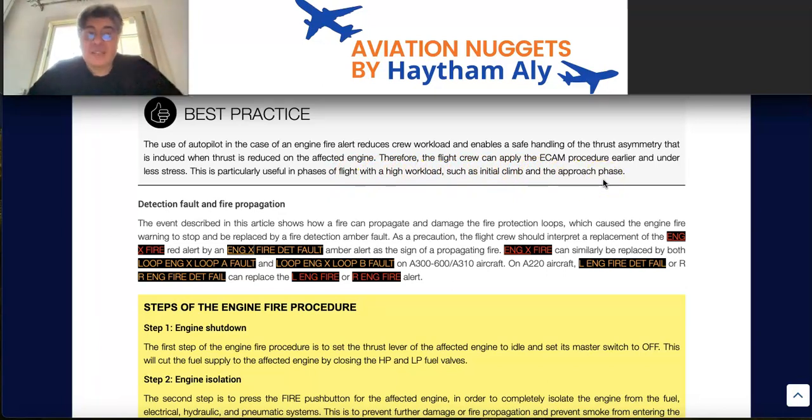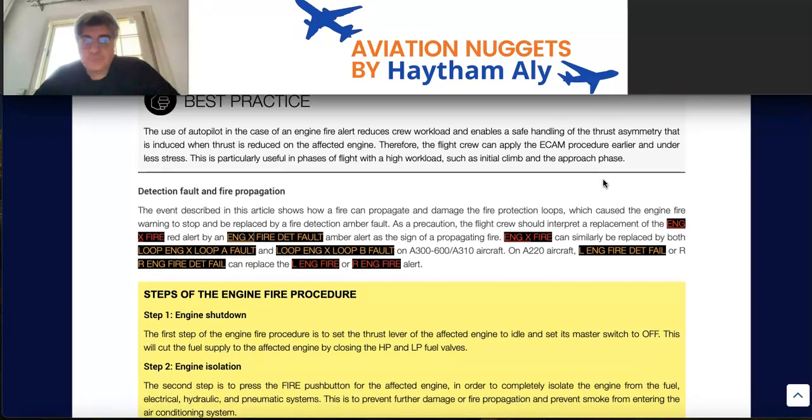So again, everybody, as a best practice, it is good to have auto thrust engaged and active during handling of an engine fire procedure, to handle correctly and accurately the thrust asymmetry situations that will be initiated due to an engine fire on one engine. Okay, everybody?